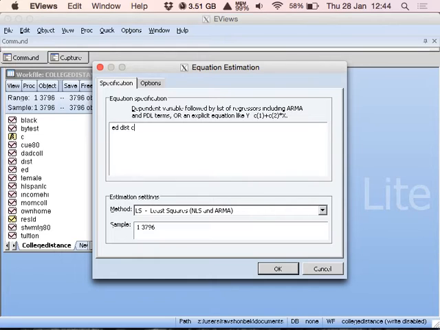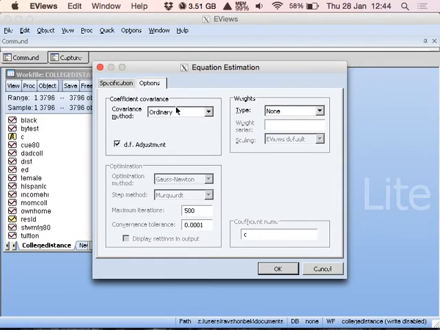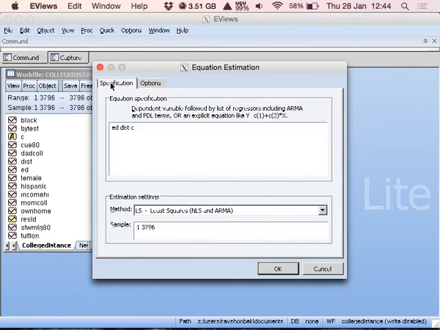We could hit OK now, but we would like to make sure that standard errors of coefficients are robust to heteroscedasticity present in the errors. So we go to Options and, in the covariance method option, choose Huber-White and OK. Go back to specification if you want or not.